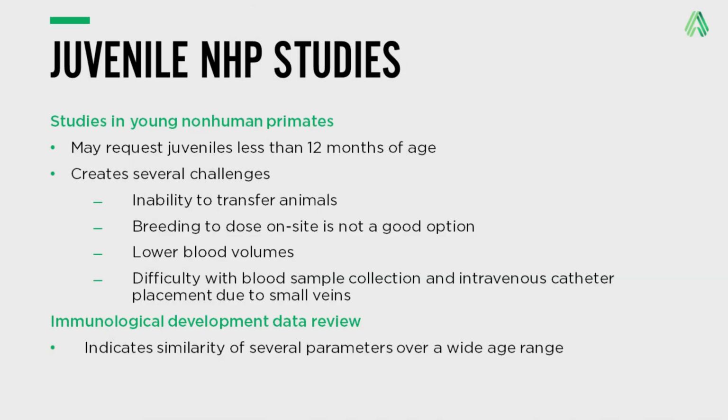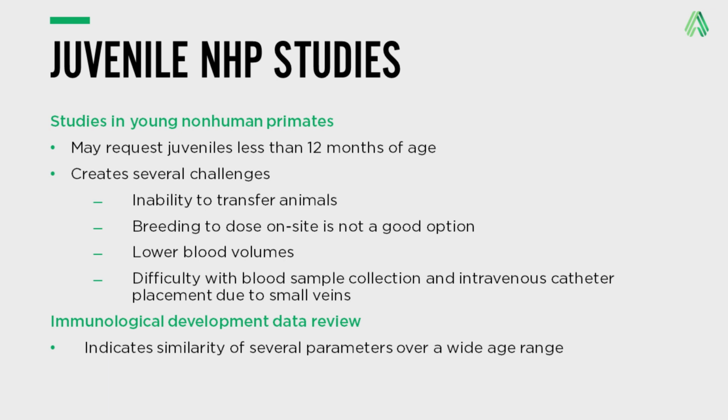So now let's take a look at the juvenile NHP studies. The need to use the younger animals, typically less than 12 months of age, presents several challenges. One big one is the transport of animals between the supplier and the testing facility. If the animals are too young, they may need to be transported with their mother if they have not yet been weaned, or they may not be able to be transported at all, and the breeding will need to take place at the testing facility.